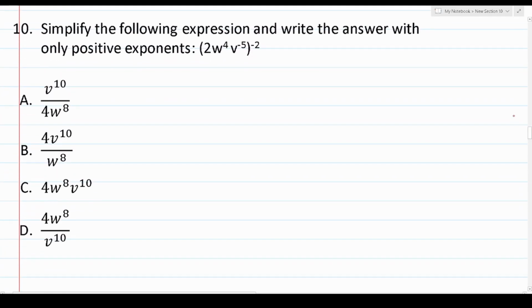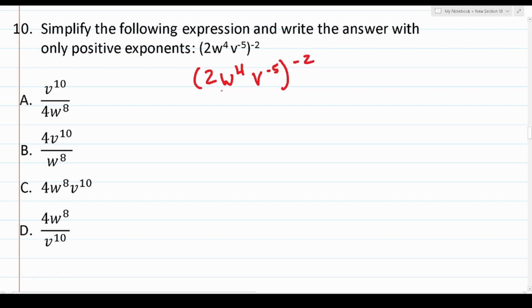All right, number 10 says simplify the following expression and write the answer with only positive exponents. We have parentheses 2w to the fourth, v to the negative fifth, all raised to the negative second power. Okay, so as I usually do, I'm just going to copy this question down right here. We have 2w to the fourth, v to the negative fifth, all raised to the negative second.